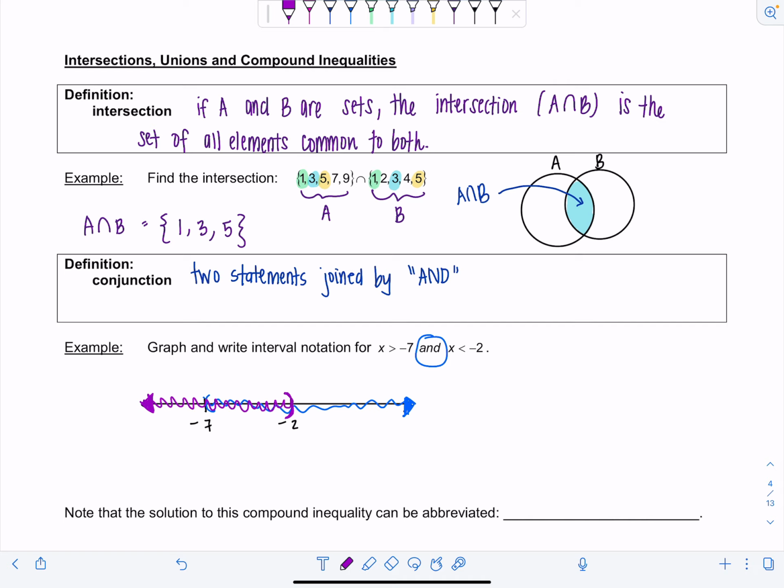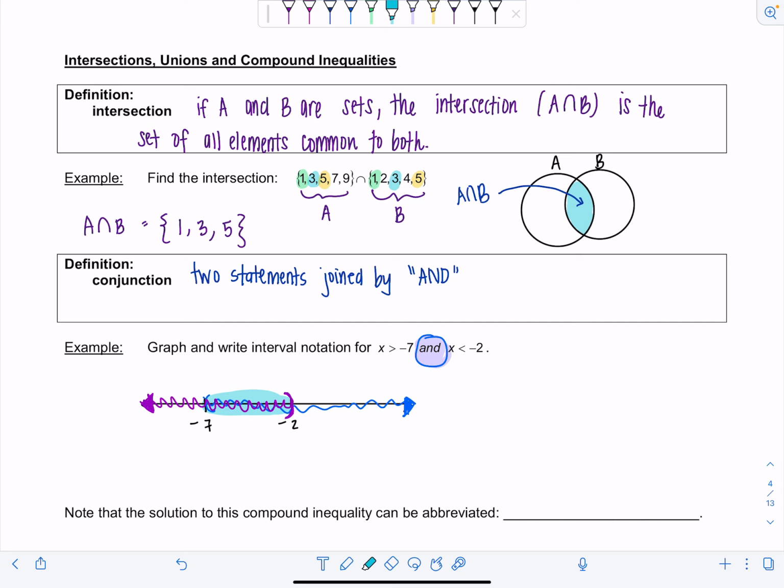So where is the overlap? Or where do you see on the number line both blue and purple being shaded in? Notice we have a conjunction here between these two statements, right? The word and. So and means you're going to be looking for the overlap, what they have in common. So where do you see both purple and blue on the number line? Good, right here between -7 and -2. Can you see it?